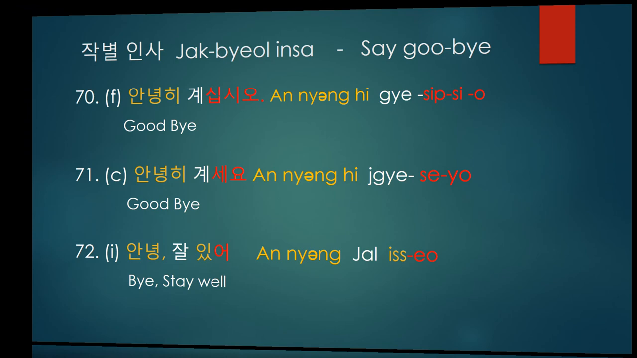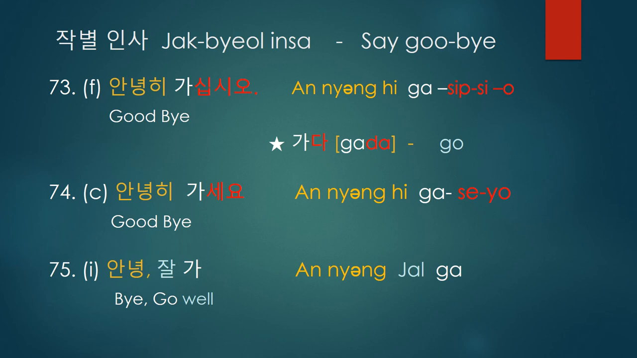Okay, in this phase, I'll show the saying goodbye to the host when you leave from home, from the office. You say like this. Number 73 is formal form, 안녕히 가십시오. Goodbye. 가 is a root form of Korean word. 가다 means go. 가십시오.